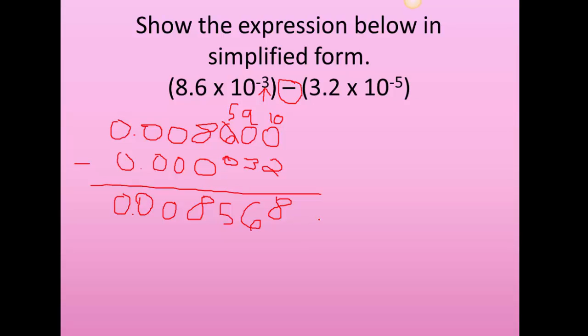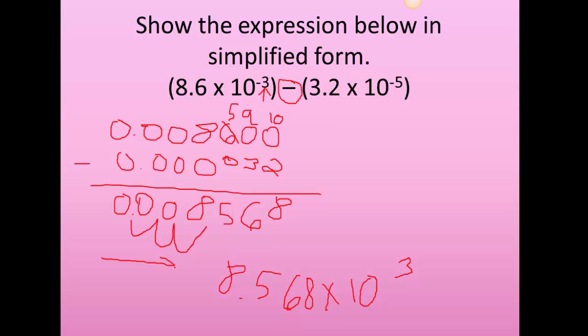So now we can put that back in scientific notation. So we're going to move the decimal point 1, 2, 3. So we know it's going to be 8.56 because they're all significant digits, times 10. We moved it 3 spots, but which way did we move it? We moved it to the right. So therefore it's going to be a -3.